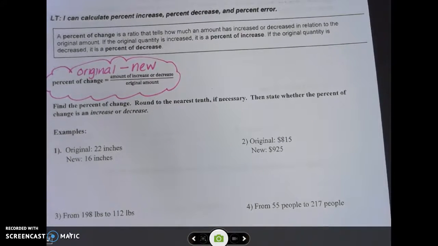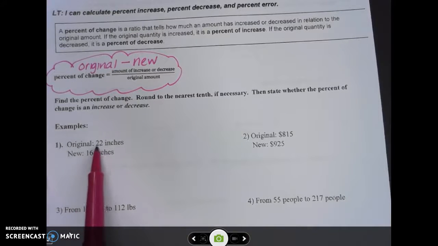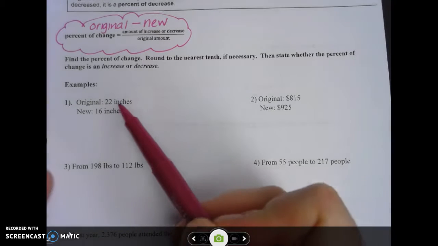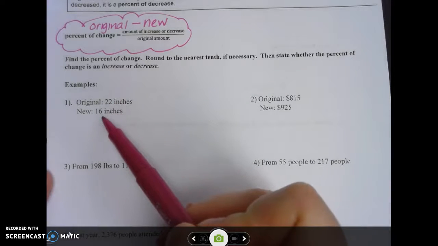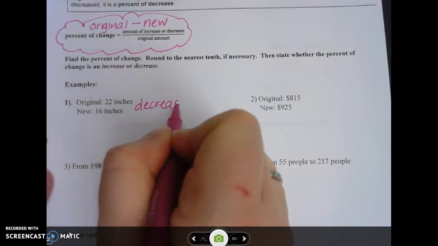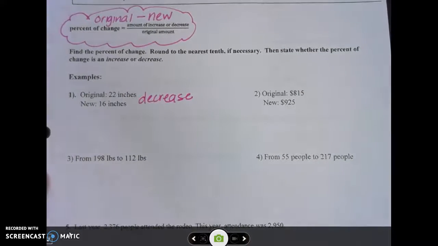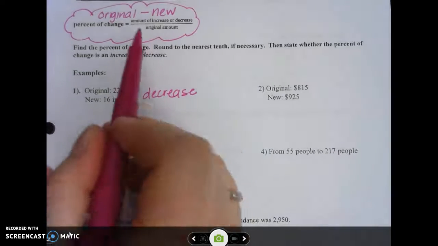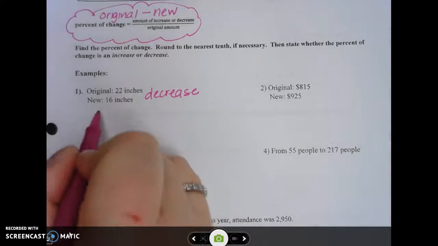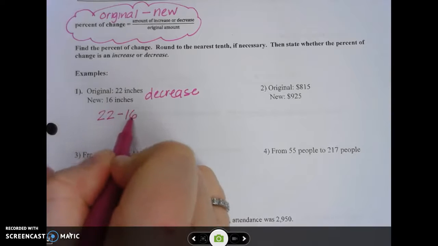When I look at example 1, the original is 22 inches and my new is 16 inches. First, is that an increase or a decrease? Because my original is 22 and I go down to 16, that means I'm going to decrease. So we're going to write decrease. And then we're going to subtract. I'm going to take my original of 22 and subtract 16.